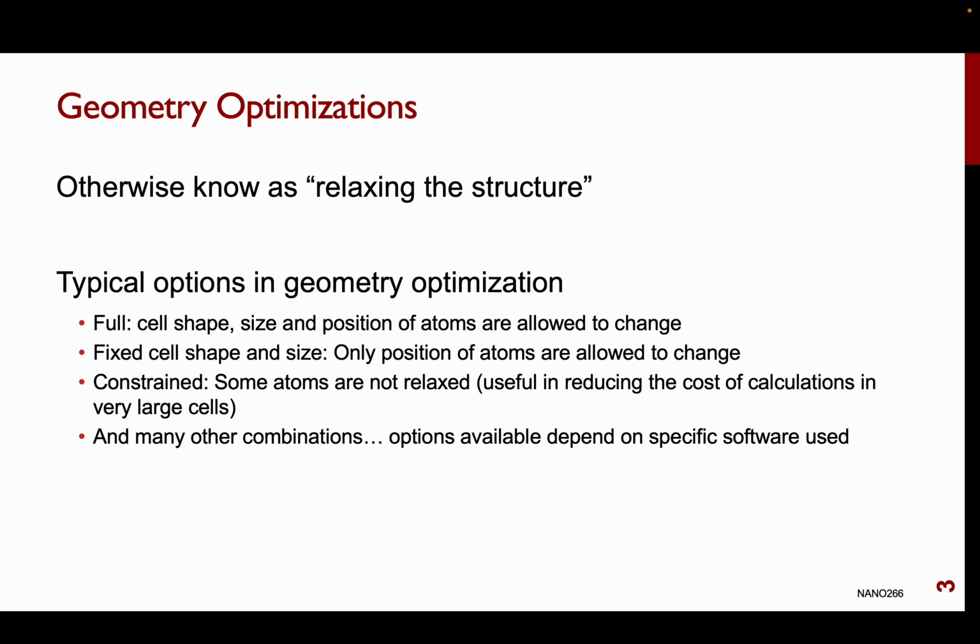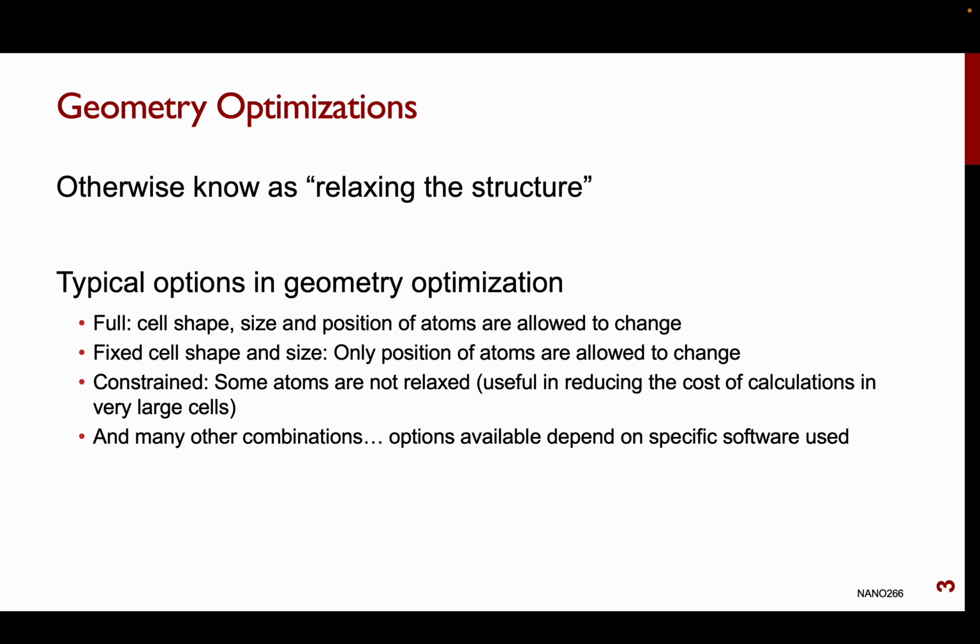The most common one is what is called full geometry optimization. In other words, I'm going to allow everything to change. I will allow my cell shape, cell size, and the position of my atoms to be modified during the relaxation process to find the lowest energy structure.